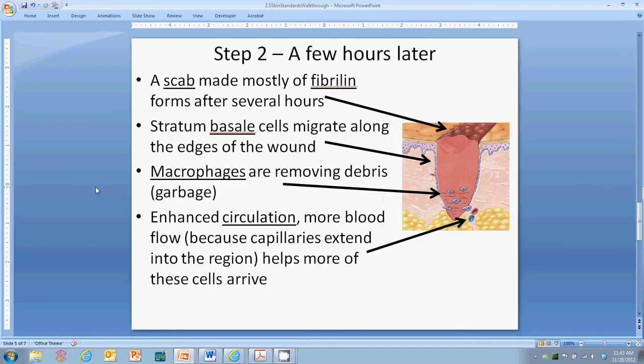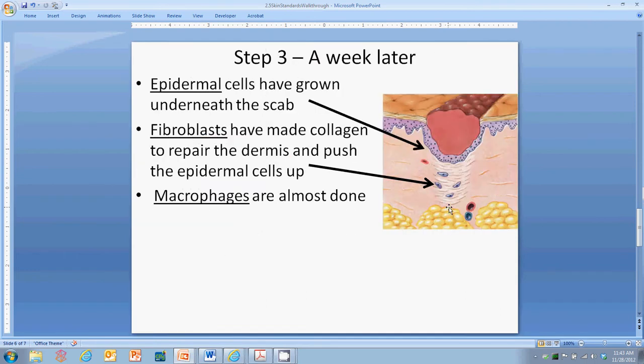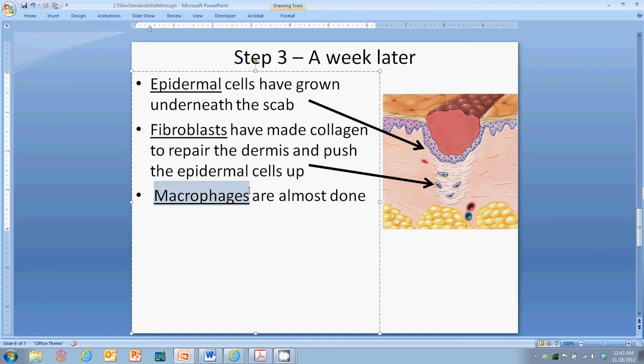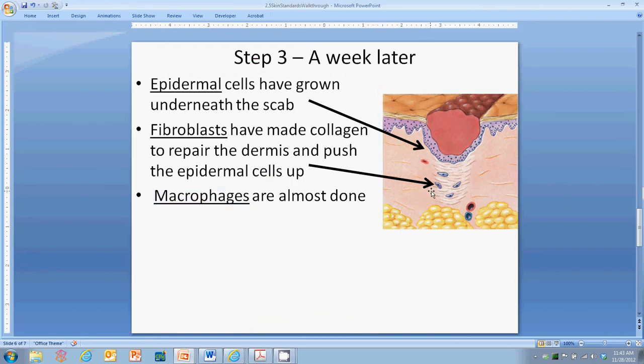So if you look in the last picture, they were way down here. The epidermal cells grew. But fibroblasts have been making collagen that has pushed the epidermal cells up. Macrophages are almost done. You don't have to draw them in this picture, but if you want to, you can draw a cell eating something, I don't know.